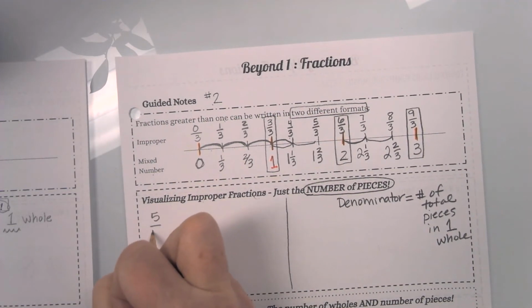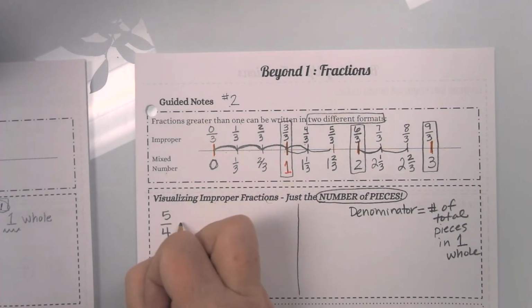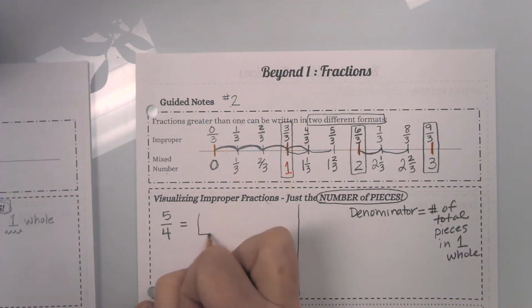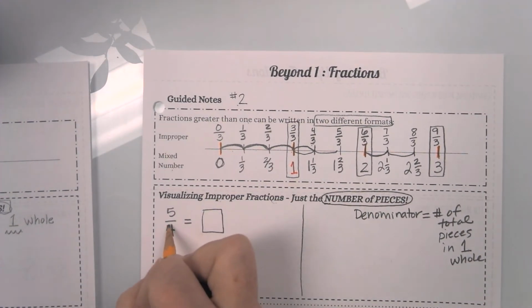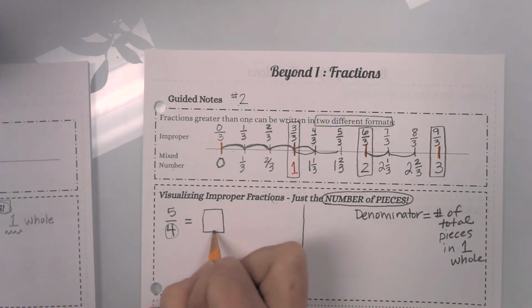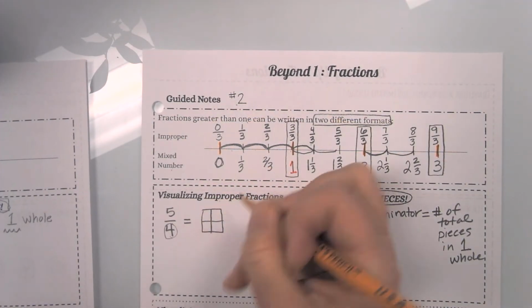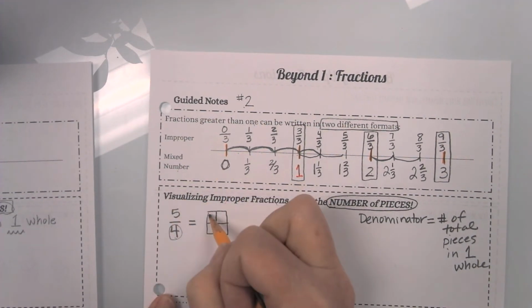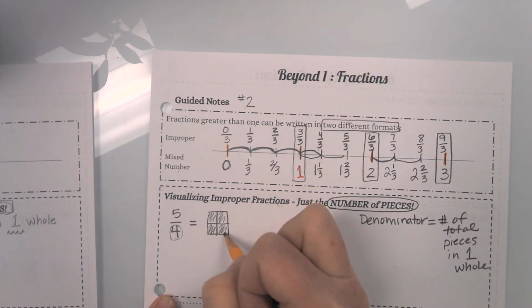Okay, our first improper fraction is 5/4. Let's go ahead and picture this. Now, first of all, I do know that I have one whole. So I'm going to draw my one whole. My denominator tells me how many pieces to cut it into. I need to cut my one whole into 4 pieces. Now my top number tells me how many I have. So I'm going to start shading. I have 1, 2, 3, 4.